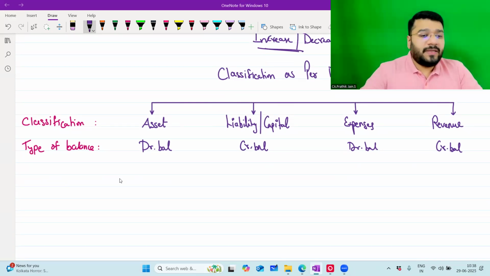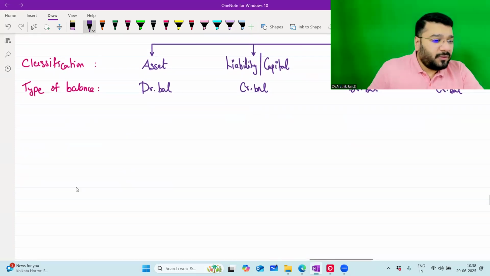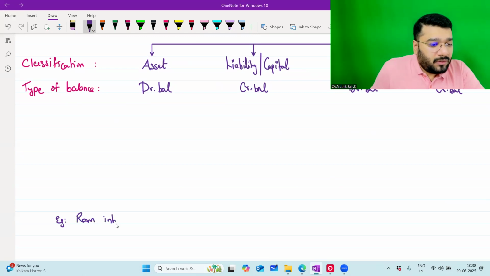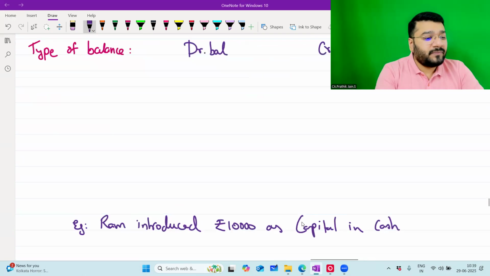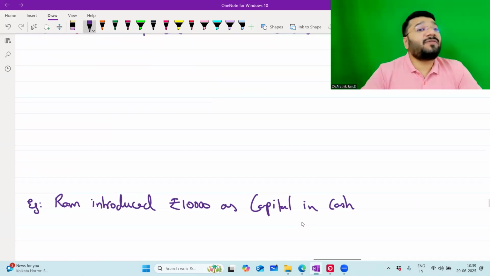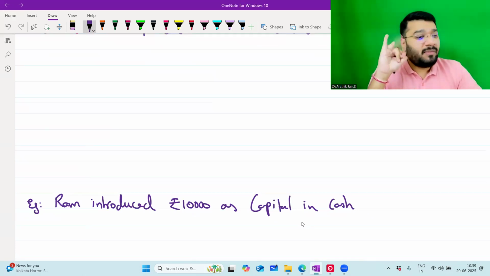Note it down. Now leave some lines. Write an example: Ram introduced rupees 10,000 as capital in cash. What is this? Transaction. It's a business financial transaction. Ram is introducing the capital in the business. So it's a business; money is coming in, financial.